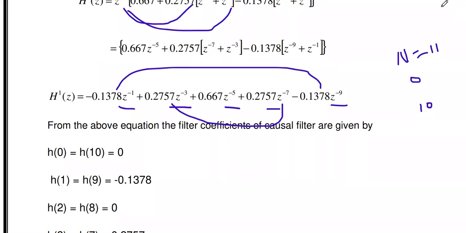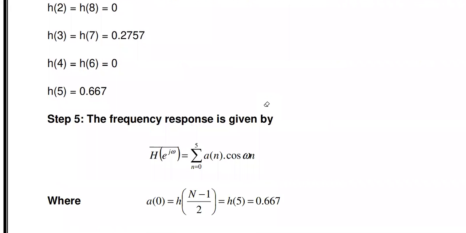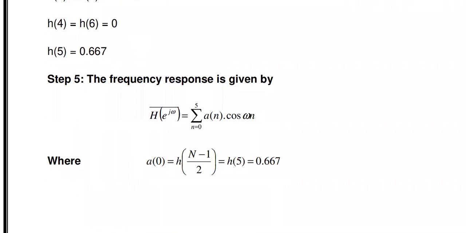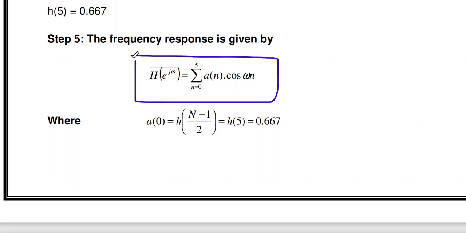If the question only asks to design the band reject filter, it is over up to this. But in our question, they are asking to plot the magnitude response. So using these coefficients we are going to draw the magnitude response. The magnitude response is calculated by first obtaining the frequency response H of e power j omega. This type of filter is type 1.